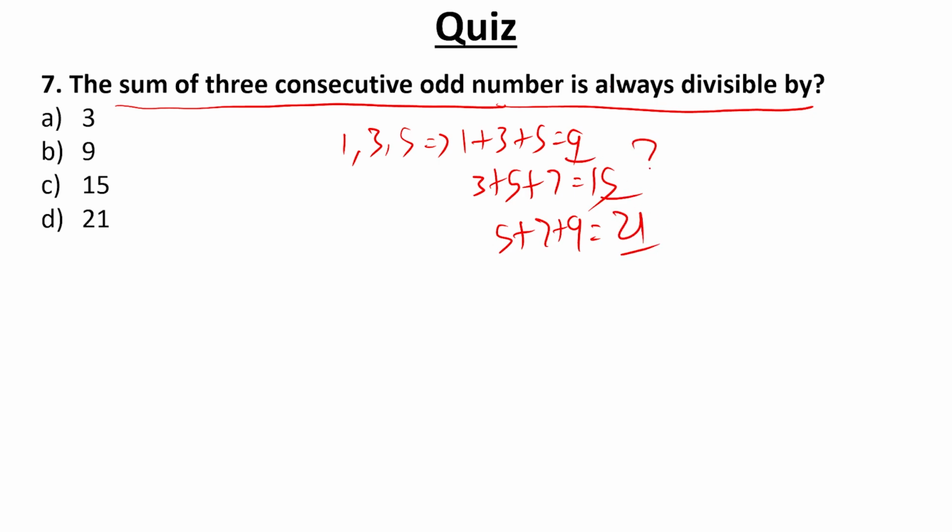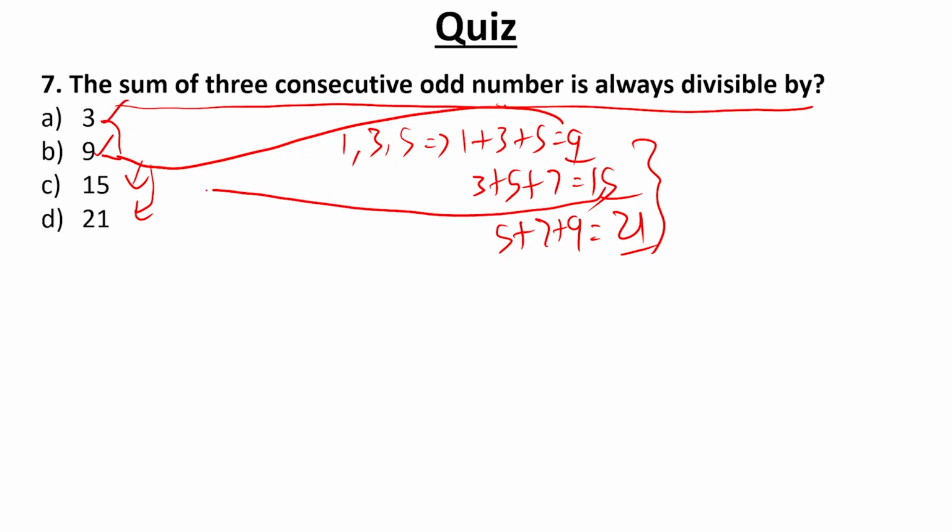And we got these 3 values. As you can easily see, 9 is divisible by 9, but not by 15 and 21. It is divisible by 9 and 3. If you take a look at 15, 15 is divisible by 15, but not by 21 and 9, but it is divisible by 3 also. And 21 too. 21 is divisible by 21, but not by 15 and 9, but it is divisible by 3.